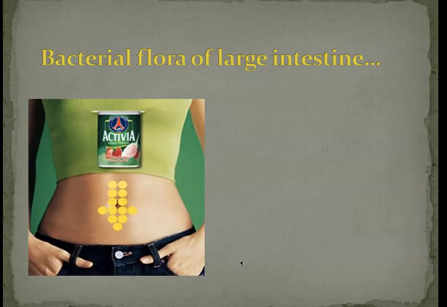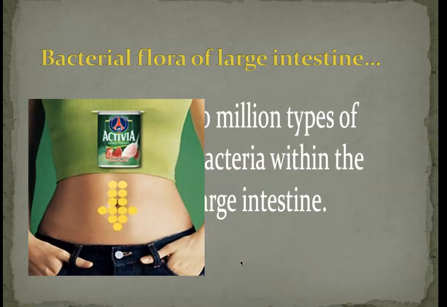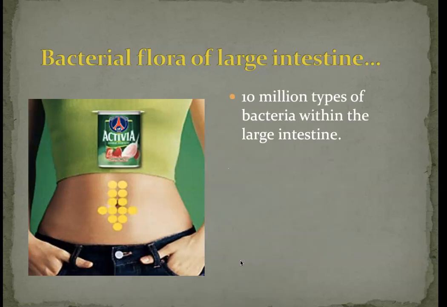Now, most of you have probably heard of the microbiome. Your large intestine has more bacteria and some viruses and fungi, which are not bad for you, than the number of cells in your body. So the microbiome: more bacteria are located in your large intestine than you have human cells in your whole body. So there are lots of them. There are 10 million types of bacteria within the large intestine.